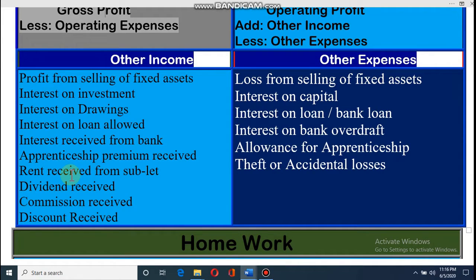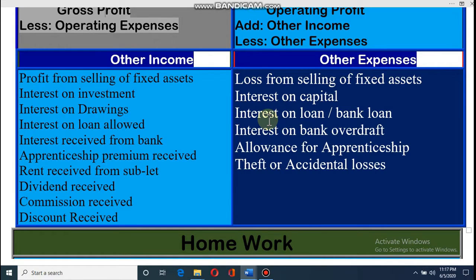Dear student, now other expense. Other expense means the expenses which are not directly related to purchase or production, or not helping the production process. That means somehow these expenses also occurred in the business. That's why these are expenses. Actually this is not the main expenses or helping expenses. These are extra expenses for the business.